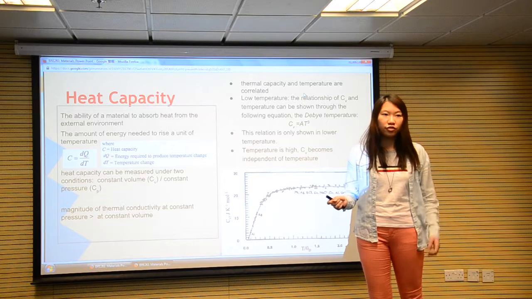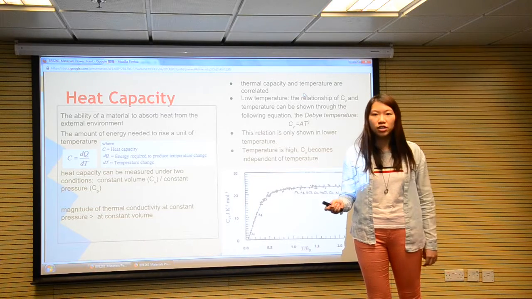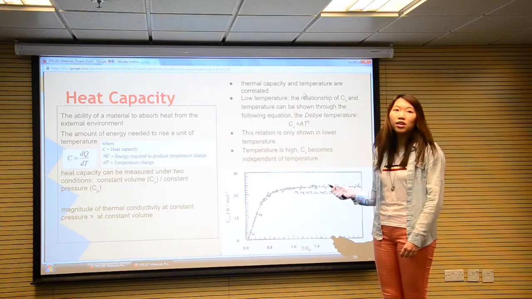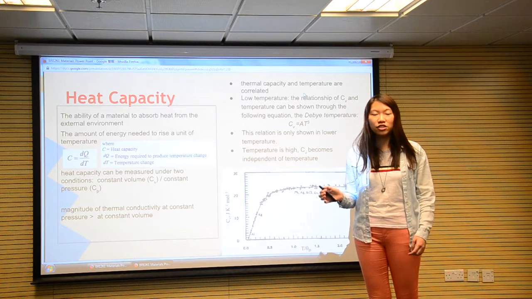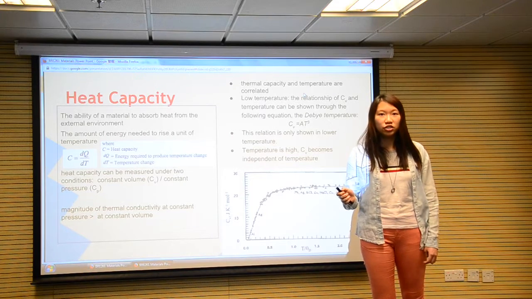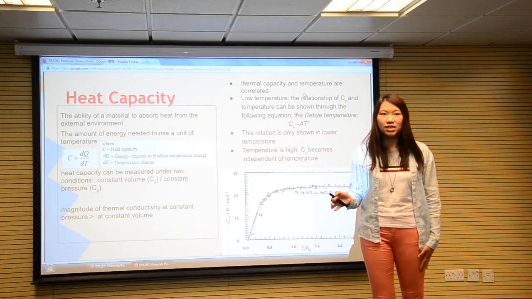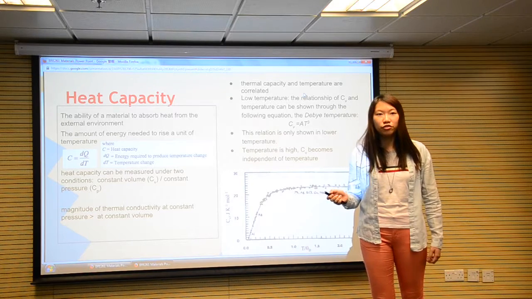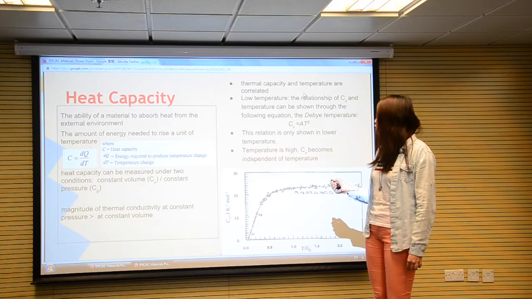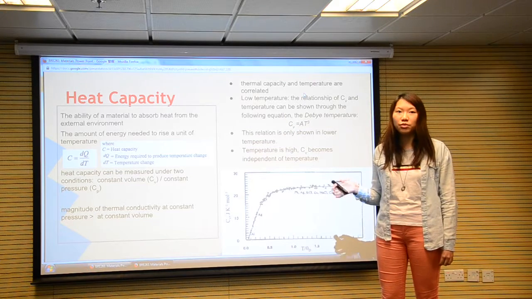However, the magnitude of the heat capacity at constant pressure is much larger than at constant volume. And the heat capacity and the temperature are correlated. At low temperature, the relationship of the heat capacity and the temperature can be shown through the following equation, this one. However, this relationship only holds at low temperature.